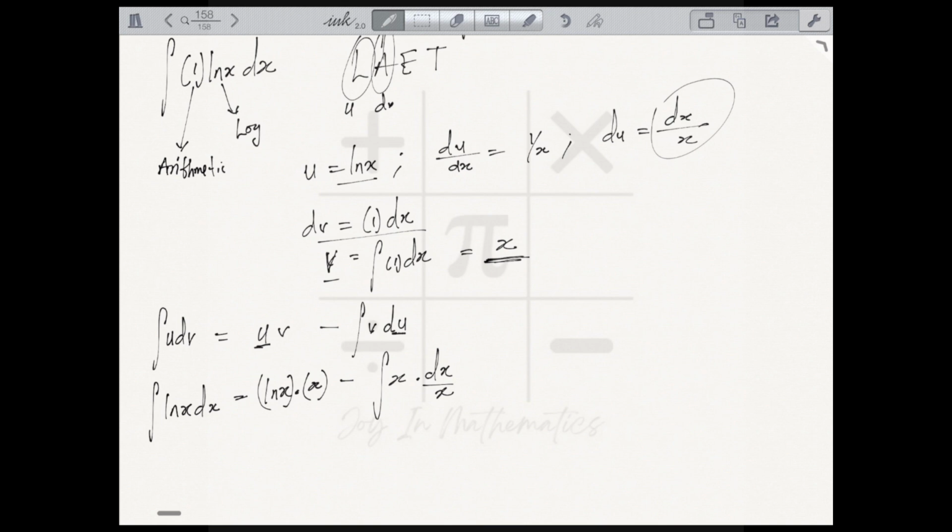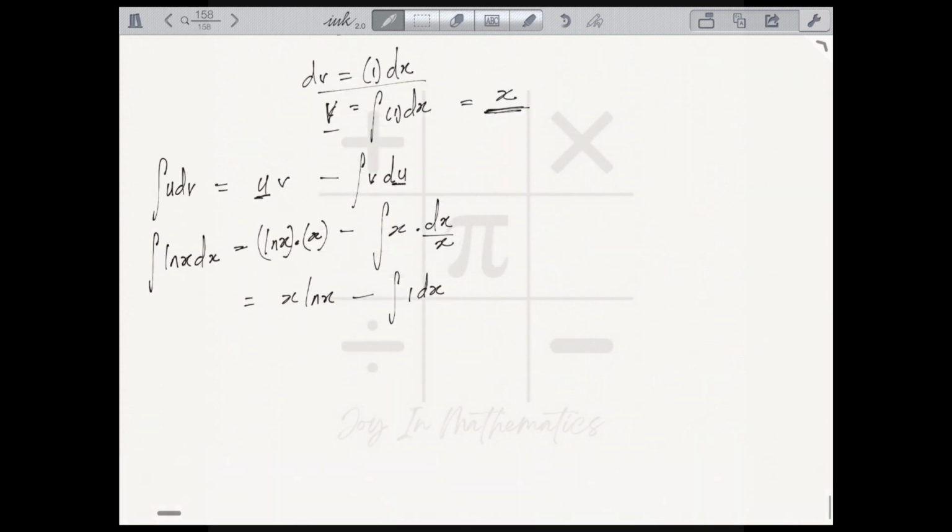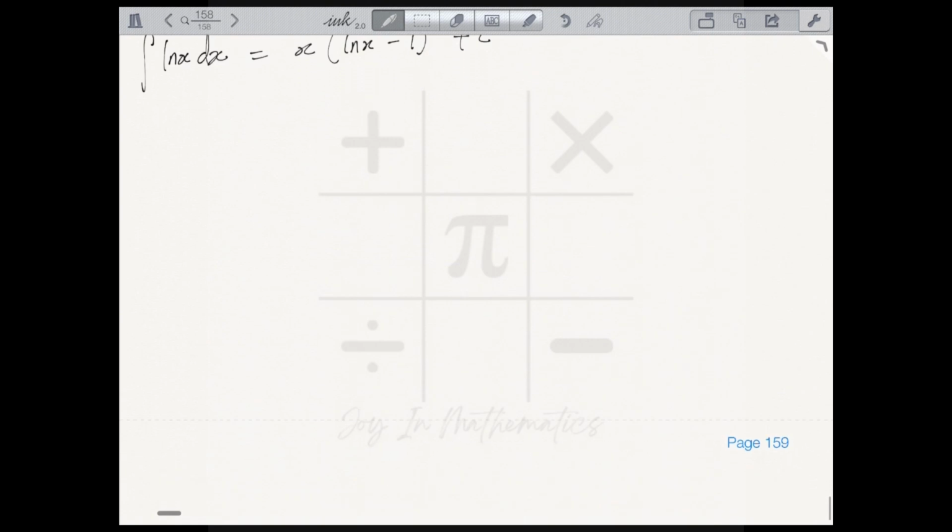Now with this done, we have x ln x minus the integral of 1 dx, and integrating a constant of 1, we will be left with x ln x minus x plus c. Factorizing with x, we will have x(ln x minus 1) plus c. Now this gives an expression for the integral of ln x with respect to x. Let's take a final example for this video.